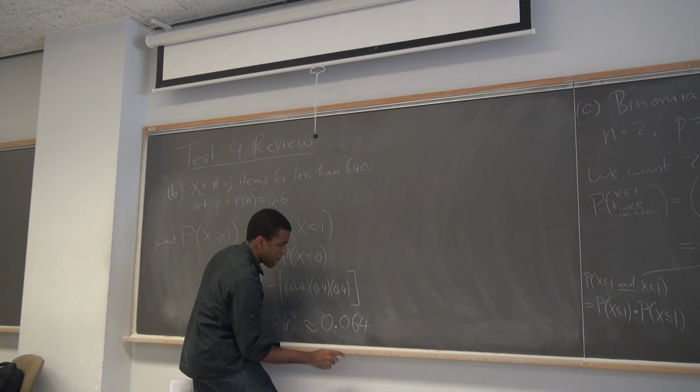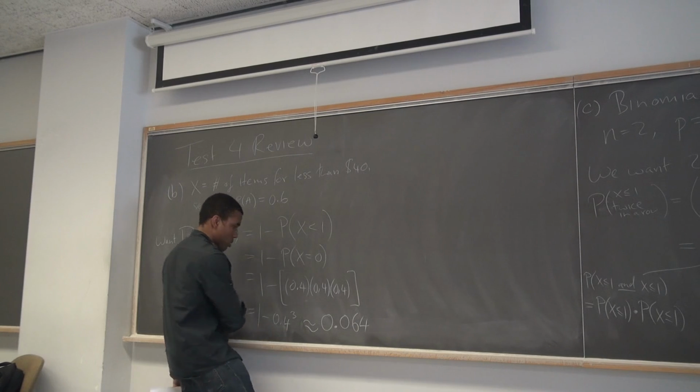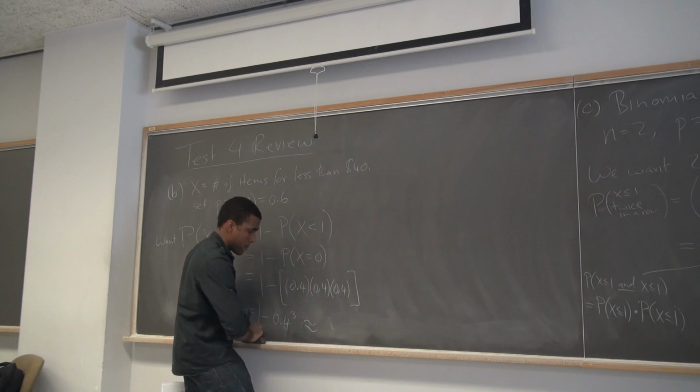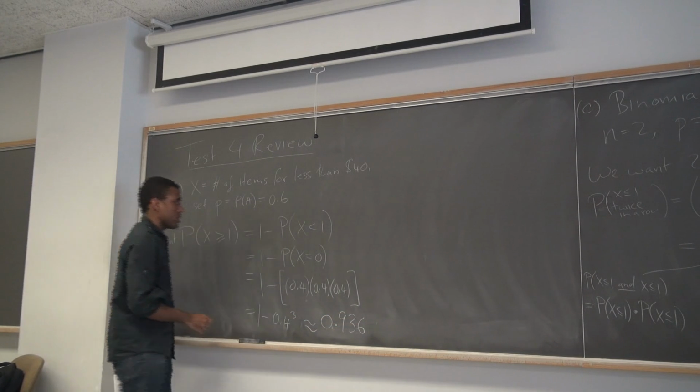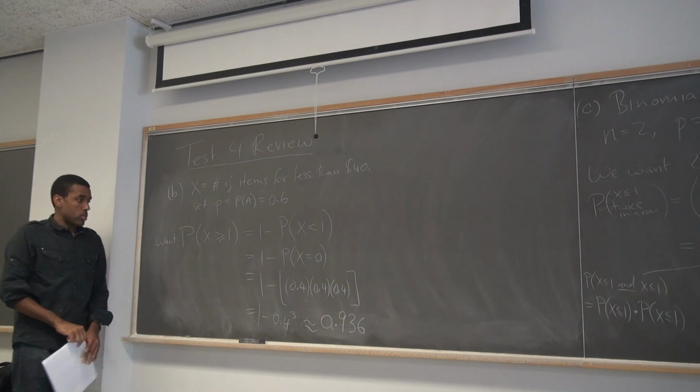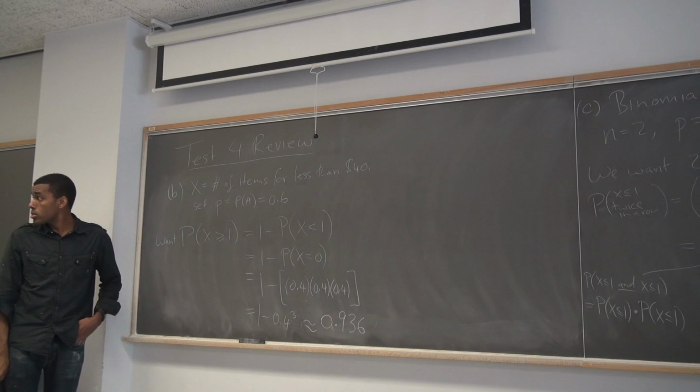0.064. No, that's for Q. That's for Q, 1 minus. Okay, and 1 minus that would be what? 0.936. Right, so there's actually a 94% chance of a, what?